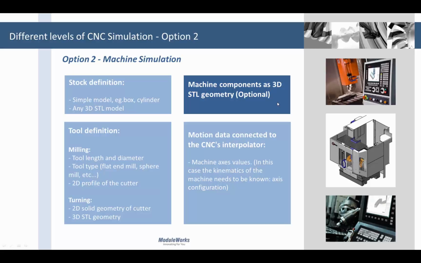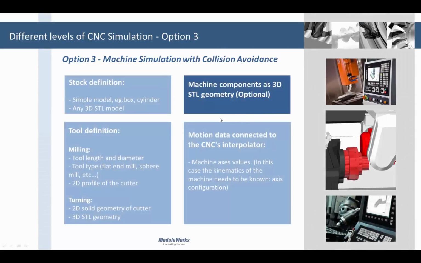And last but not least, the full benefit comes with collision avoidance. Basically, we need the same data as with machine simulation. And if we are connected to the look-ahead data from the CNC control, then we can do the whole collision avoidance, meaning we stop the machine before a physical collision actually damages the machine.